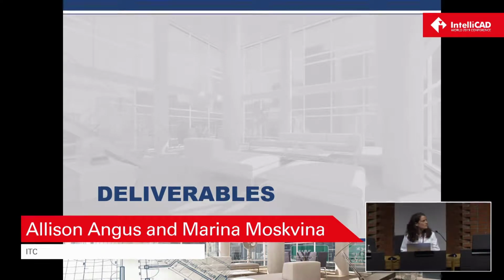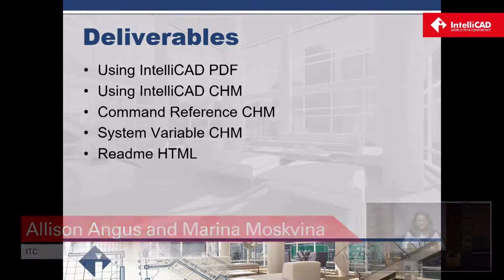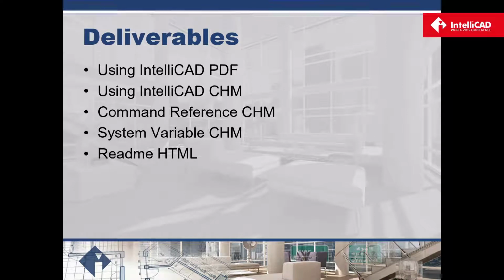So just a brief overview of the deliverables. We have a PDF file that is about 800 pages, actually almost 900 pages. And we also have a CHM help file. The CHM files are all help files that are integrated into the IntelliCAD program. There's a command reference, a system variable help file. We also do the README file. That's pretty easily customizable for members if they want to.